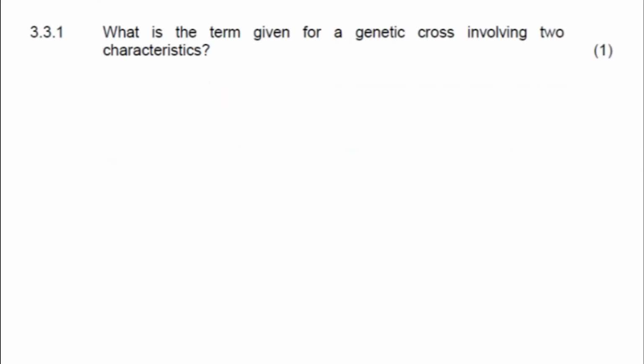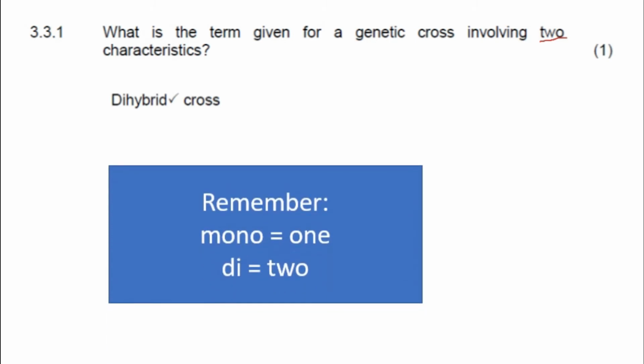So what is the term given for a genetic cross involving two characteristics, okay? Now the answer there is a dihybrid cross, and here I just would like to remind you that mono means one and di means two. So it's a dihybrid cross because we're looking at two characteristics here.